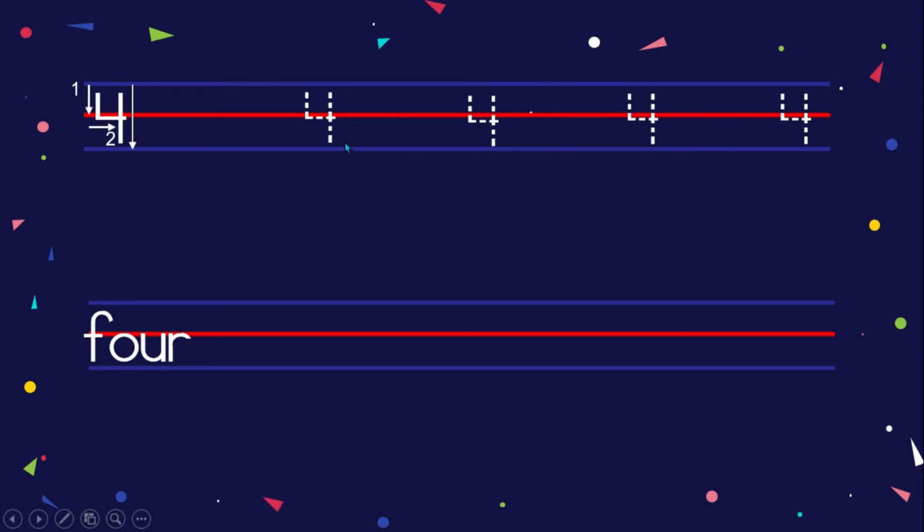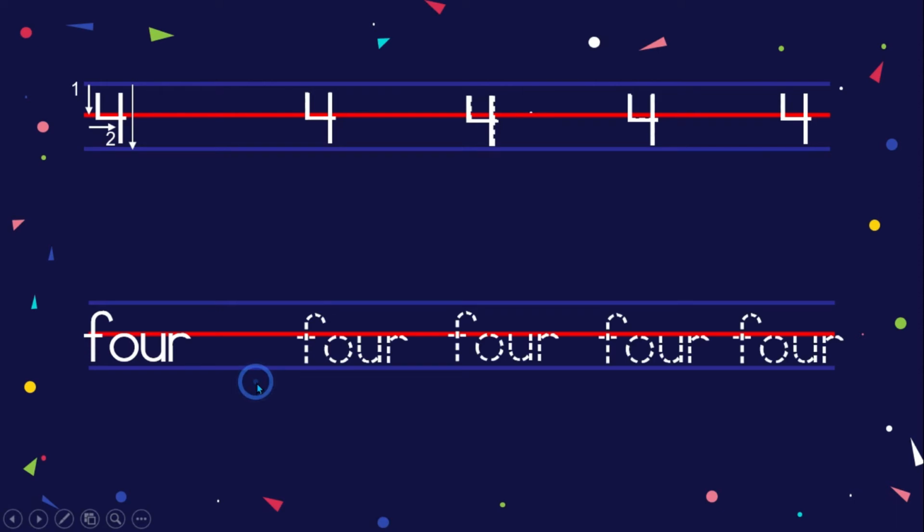So let's try to trace these broken lines again. That's the number 4. Trace it. You can do it using your book. Okay? So for the number word 4 naman, it's spelled as F-O-U-R. So you're just going to write the letters F-O-U-R. Okay? So let's try it.